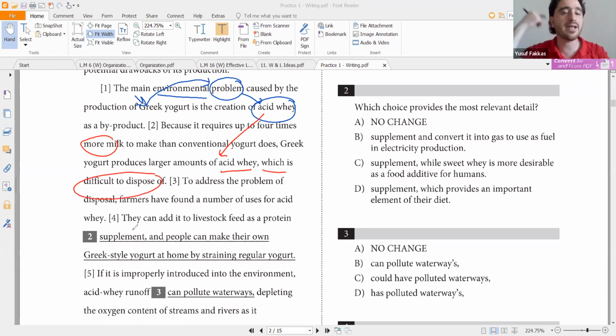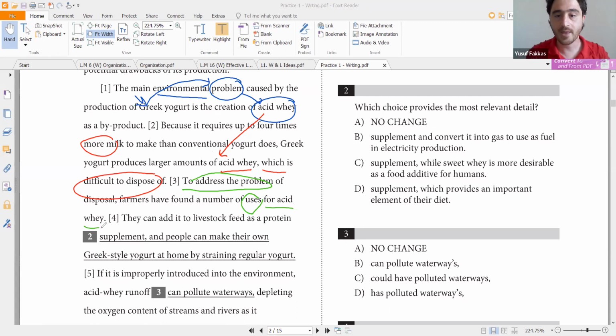As you can see, I'm reading, I'm analyzing. What's the problem? It's the acid whey. Where does it come from? From the production of Greek yogurt. Why is it a problem? Because this acid whey is difficult to get rid of, to dispose of. Okay. Now, after that, as you can see, what did they tell us? To address this problem of disposal. So now we have the problem of disposing of this acid waste. So to address this problem, farmers have found a number of uses for acid waste. Okay, we cannot get rid of it.